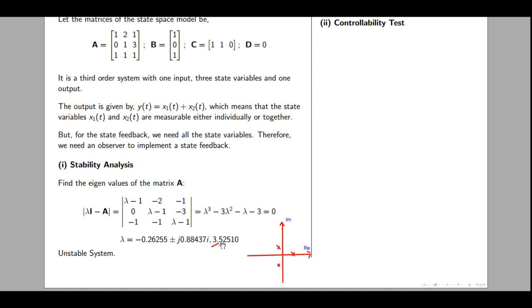But there is one more eigenvalue, 3.5251, and this is a real number, and this is positive, and this is going to lie at the right side. Even if one of the poles or the eigenvalues is on the right side of the complex plane, then the system is not observable, sorry, not stable. So altogether the system is unstable. So this is an unstable system. That is the conclusion.